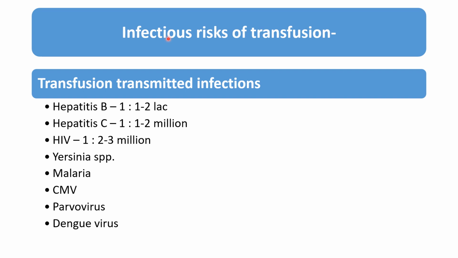Now in the infectious complications of transfusion, various transfusion transmitted infections can occur. Hepatitis B, 1 in 1 to 2 lakh transfusions. Hepatitis C, 1 in 1 to 2 million. HIV incidence, 1 in 2 to 3 million. Yersinia, malaria, CMV, parvovirus, dengue virus, various other bacterial, viral and parasitic infections can occur.